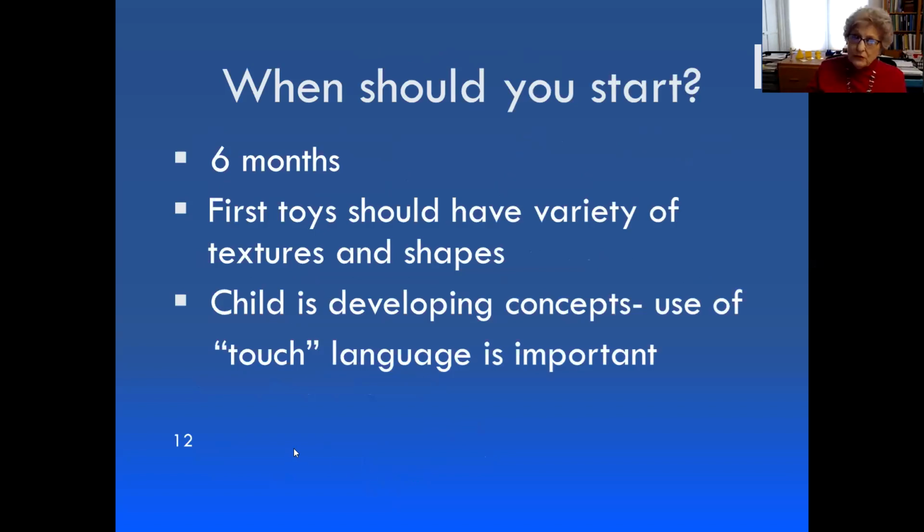And speaking of that, when should you start? Six months is not too early to start kids developing tactile skills and the language and the motor memory and the touch memory to get them going. Their first toys, as you know, should have a variety of textures and shapes. And hopefully you can help their parents make sure that they have those. When they become preschoolers or kindergartners, you want to make sure that's carried through and that they have as many opportunities as possible to look at things that represent a real thing.